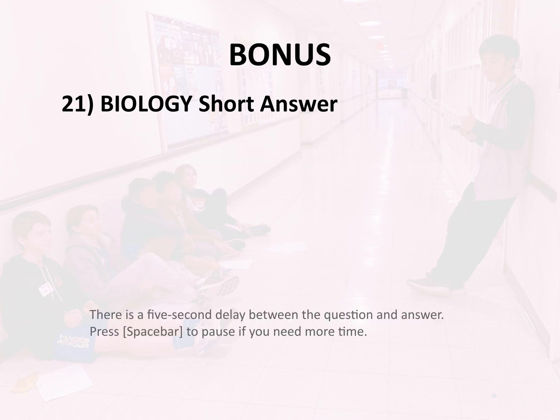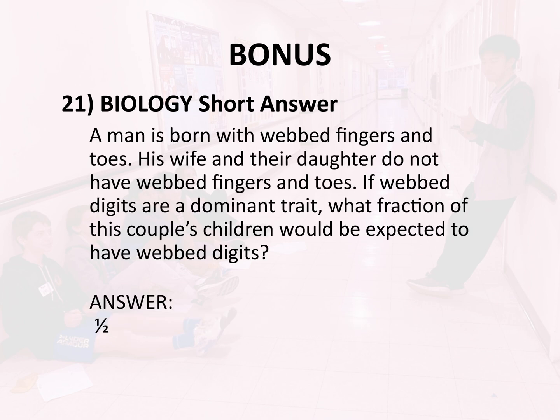Bonus 21. Biology. Short answer. A man is born with webbed fingers and toes. His wife and their daughter do not have webbed fingers and toes. If webbed digits are a dominant trait, what fraction of this couple's children would be expected to have webbed digits? Answer. 1/2.